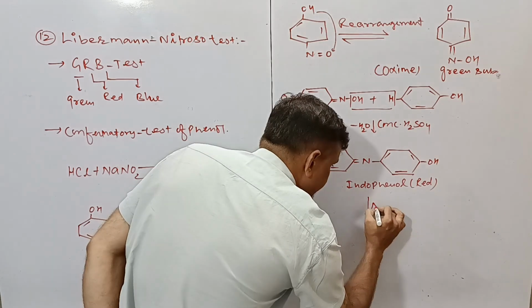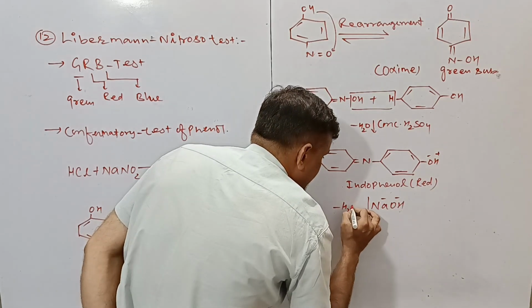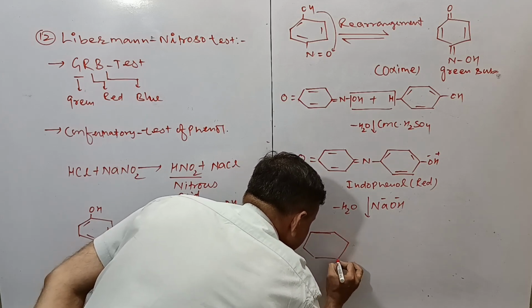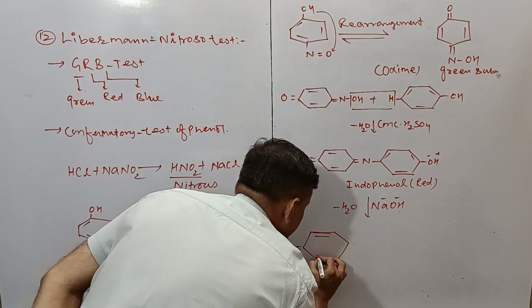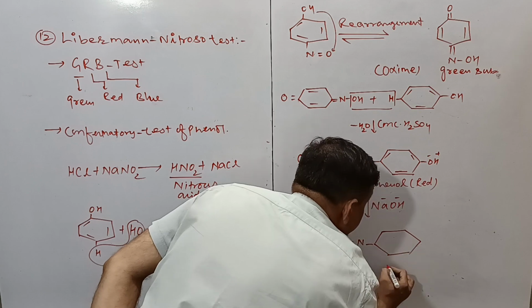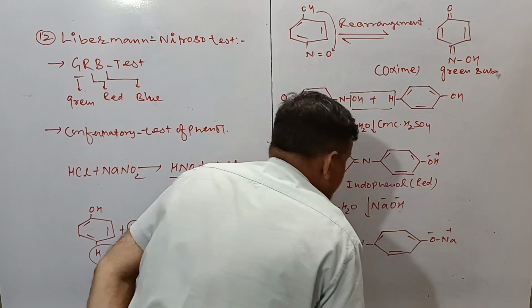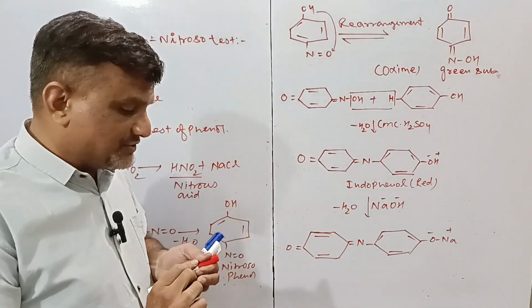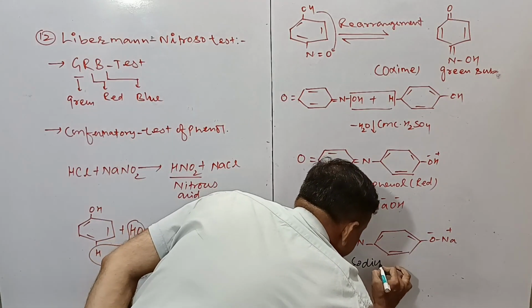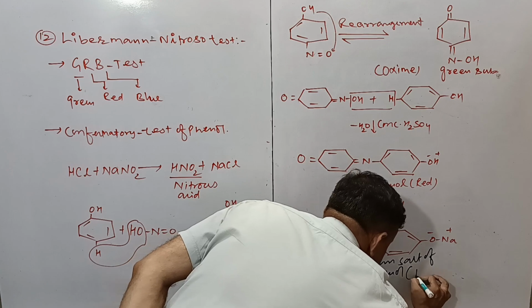And whenever we add NaOH, here is the H plus, here is the OH minus, there is removal of H2O, and the salt will be as follows, which gives blue color like this. Double bond, double bond, and this is the phenol structure. This is the double bond, and this is the ONa. By the removal of water, this is the sodium salt of indophenol, which gives blue color.